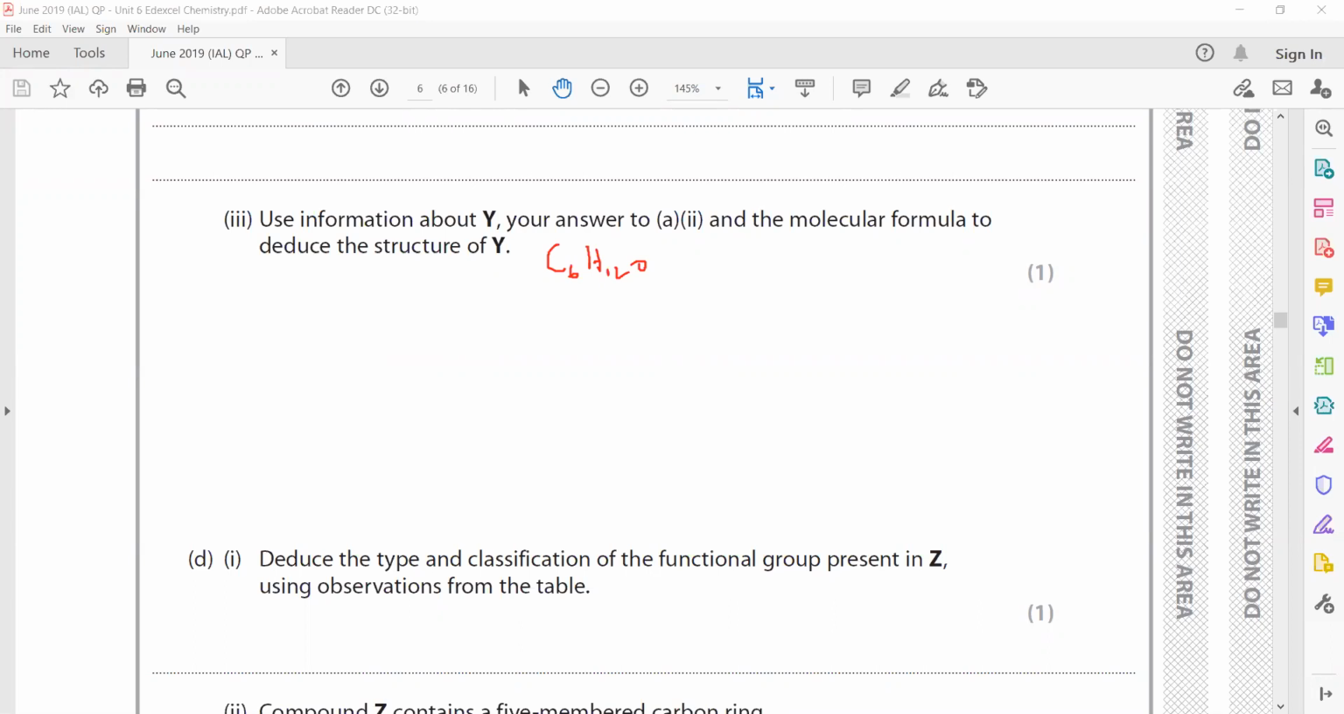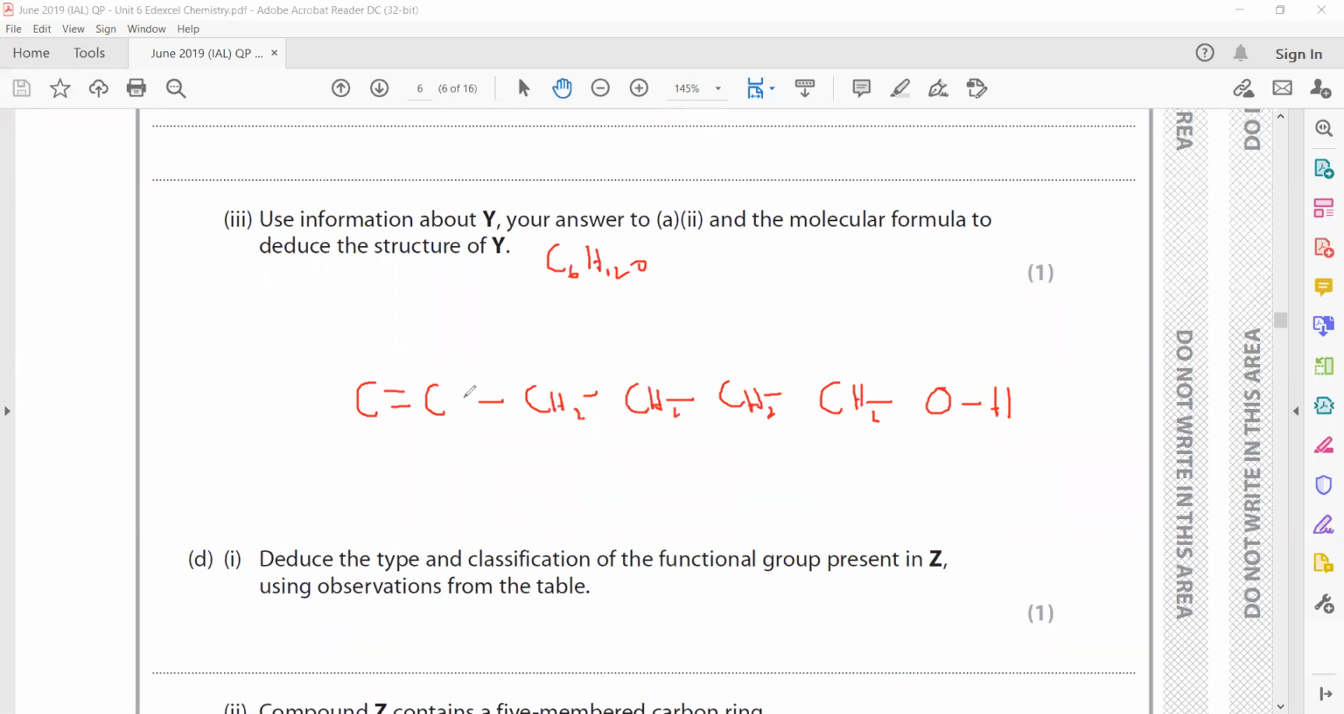So if I draw this carbon-carbon double bond, 1, 2, 3, 4, 5, and 6, then the OH group will be there, and it should be a primary or secondary, but it cannot be tertiary because oxidation happens. So I can make primary or I can make secondary, but I cannot make tertiary.